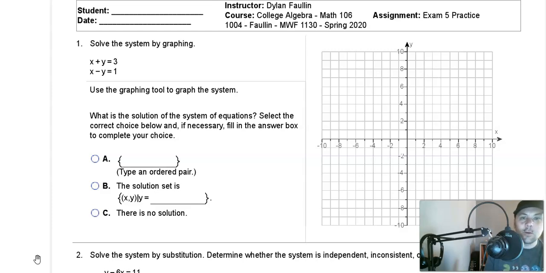All right, in this video, we're going to take a look at the Chapter 5 practice exam. So let's just jump right into it here. Question number 1, solve the system by graphing.